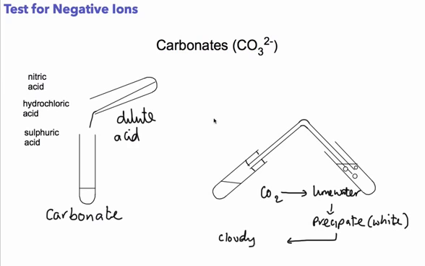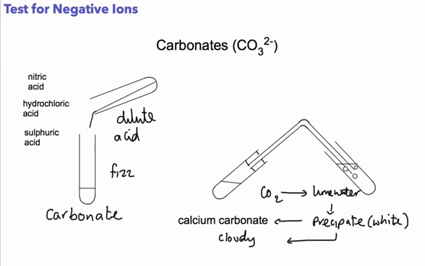So if we're testing for carbonates, we just add some dilute acid. We should see some fizzing if we have carbonate present. That fizzing is actually CO2 that's being released, and that CO2 can be bubbled through some lime water, and if we get a white precipitate, then we have our carbonate. Our original solution was a carbonate. Remember, the lime water will turn cloudy. That precipitate is actually, if you remember, calcium carbonate.